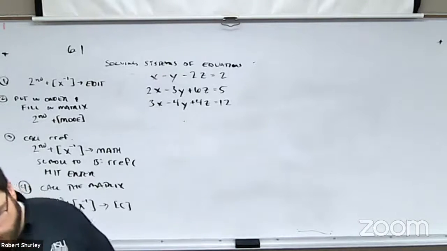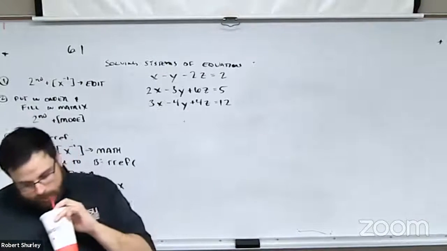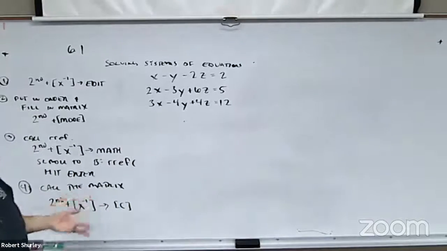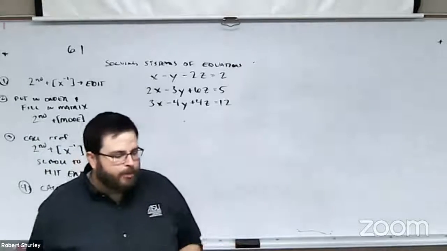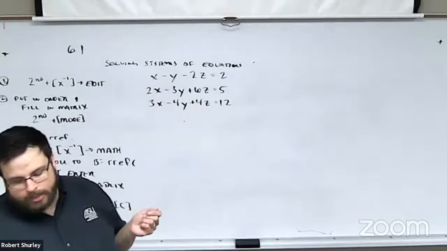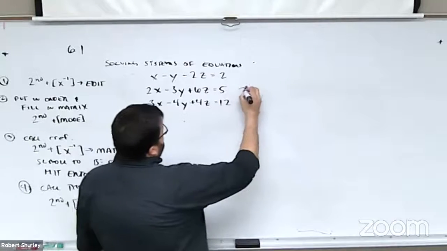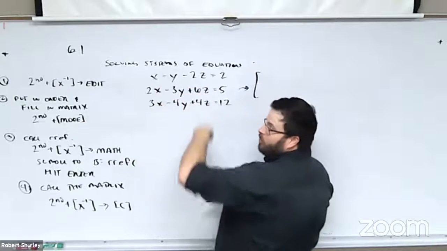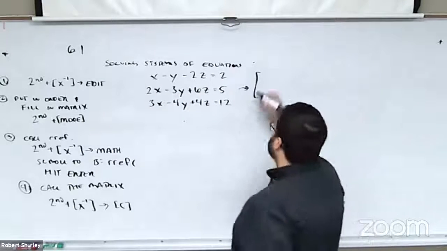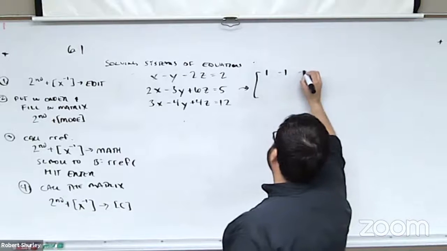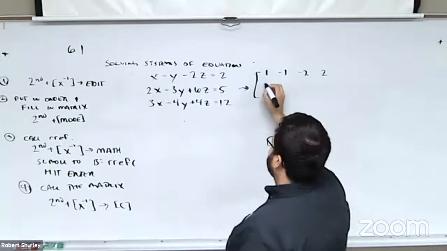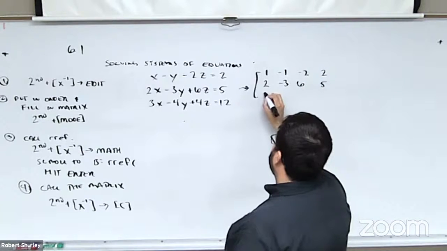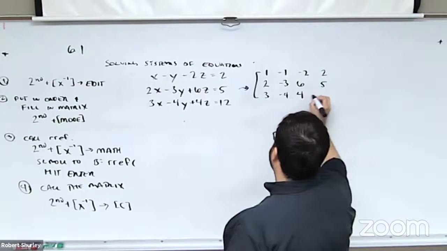Your book does the same thing it's always done. It puts these equations, not functions. Well, individually they're functions, but it puts these equations in the augmented matrix. To write it as an augmented matrix, I'm going to check that all the x's, y's and z's are on top of each other. So we're good. We're going to do 1, negative 1, negative 2, and 2. Then 2, negative 3, 6, and 5. Then 3, negative 4, 4, and 12.